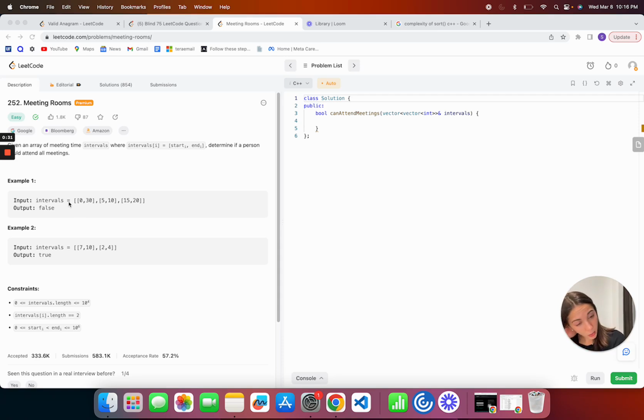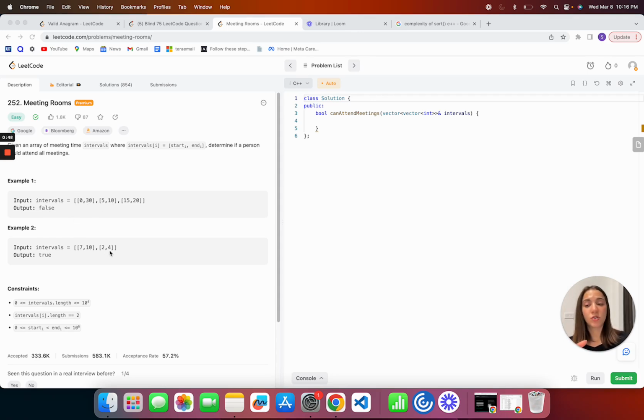When we look at example 1, we see that there's a meeting that starts at time 0 and ends at time 30, and then there's another one that starts at time 5 and ends at time 10. So automatically we know that this is going to return false. The person cannot attend all of the meetings.